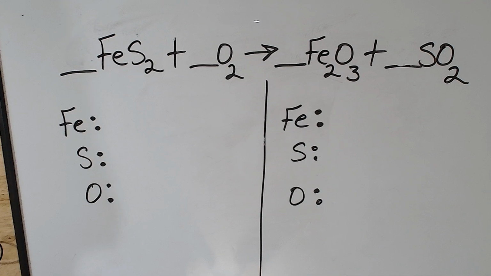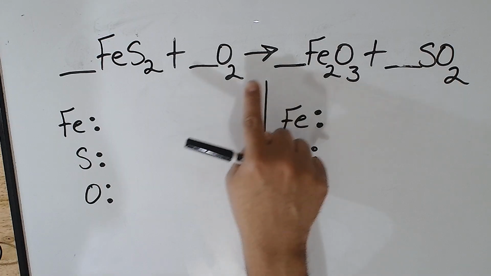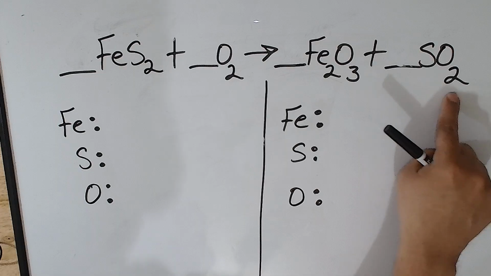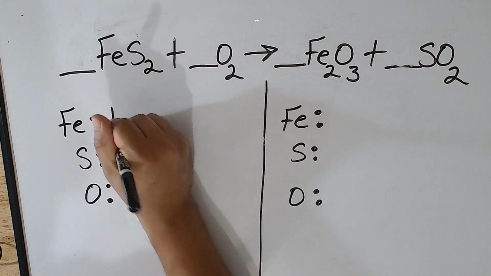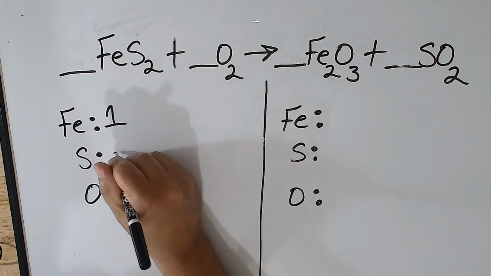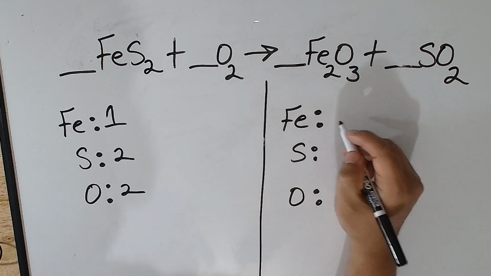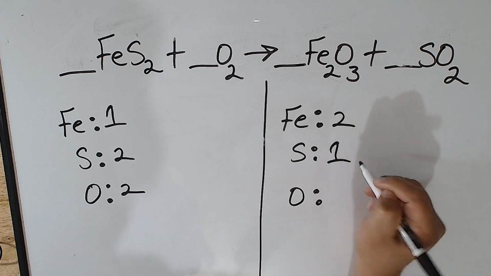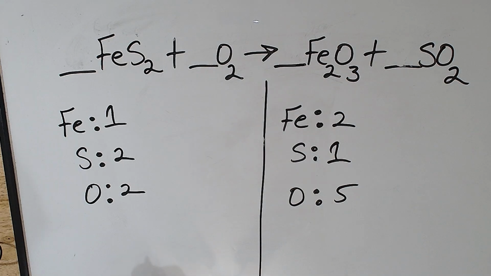So in this chemical equation, we have iron disulfide reacting with oxygen gas and producing iron 3 oxide along with sulfur dioxide. So now let's determine how many atoms we have. We have 1 atom for iron, 2 for sulfur, 2 for oxygen, 2 for iron, 1 atom for sulfur, and then 3 plus 2 gives me a total of 5 atoms for oxygen.